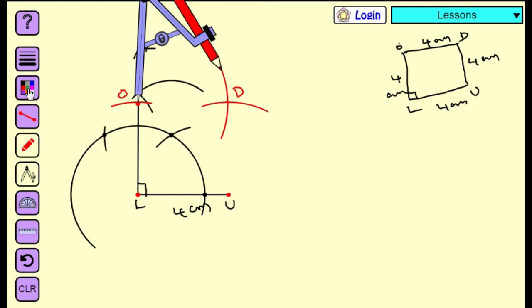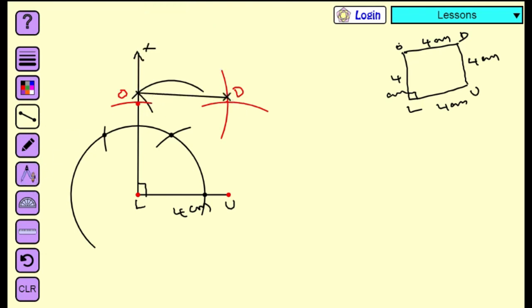Now join O to D. Join D to U. So we get the required square LUDO. Mark the measurements: U to D is 4 centimeters, and D to O also 4 centimeters, and L to O also 4 centimeters.